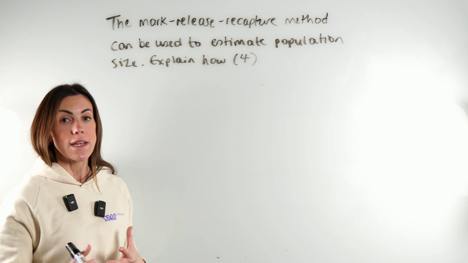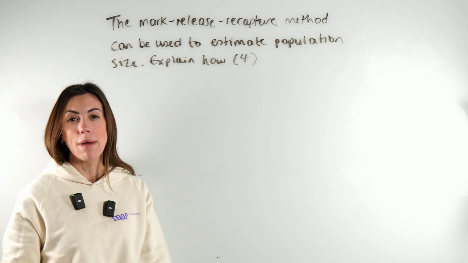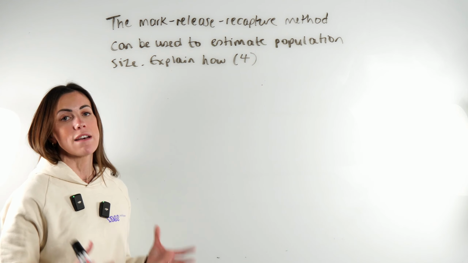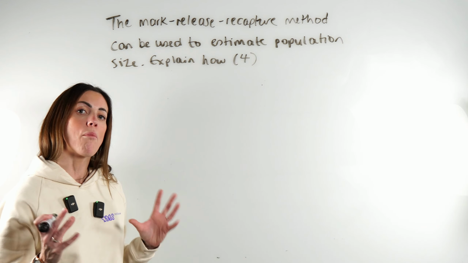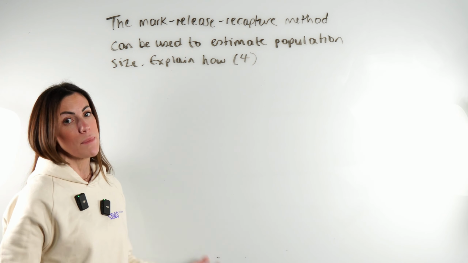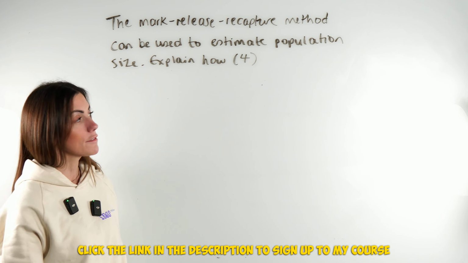So for example, you can use it for fish, you can use it for small mammals like shrews or mice. And it will give you an idea of how many of that animal are present in that particular habitat. Obviously, it is only an estimate, but it's one of the best methods that we have.